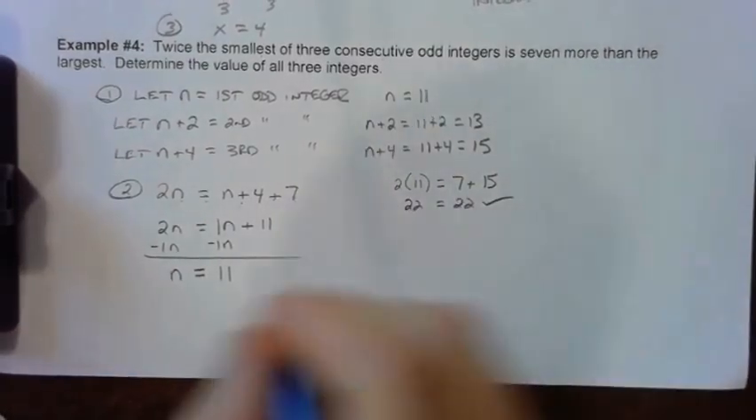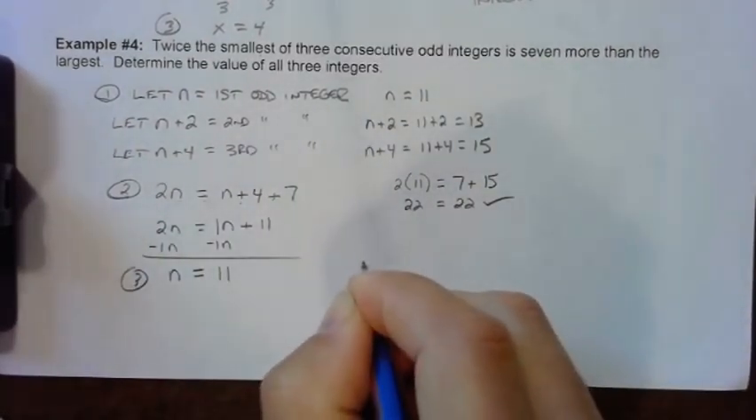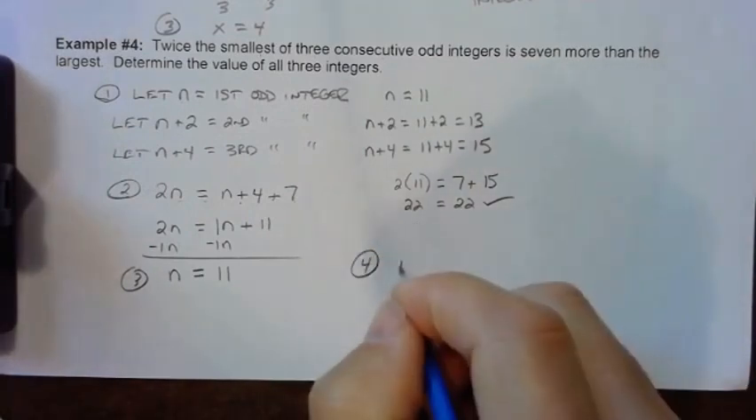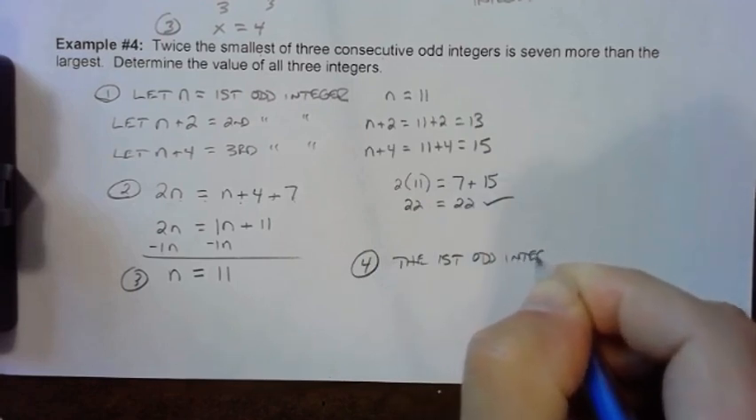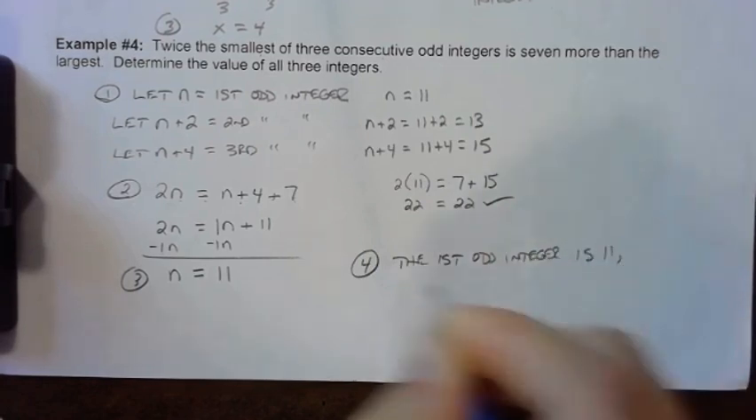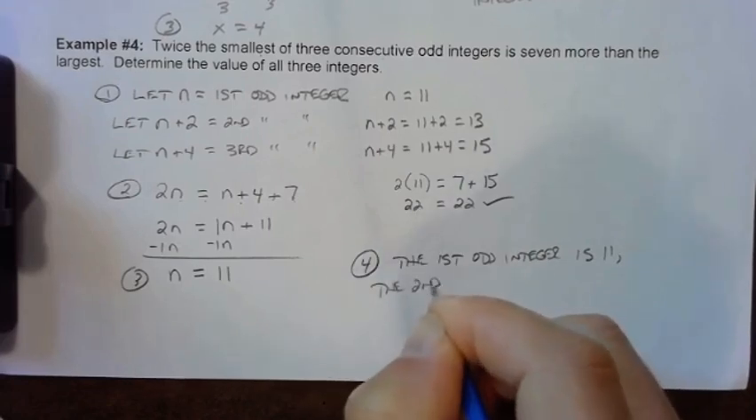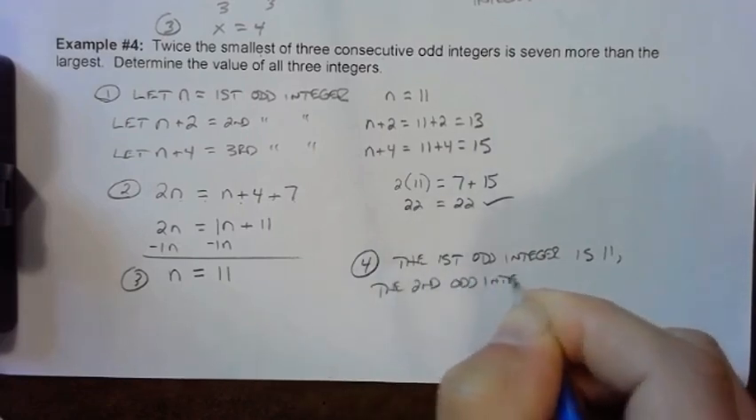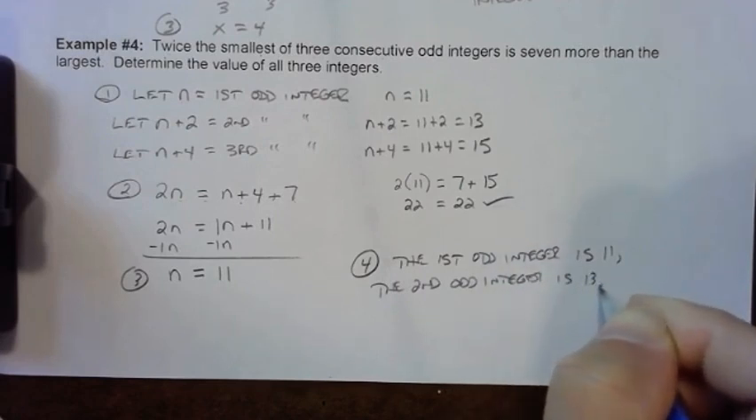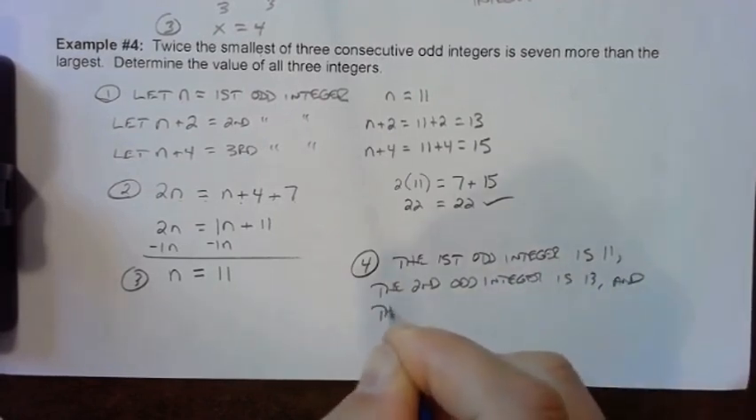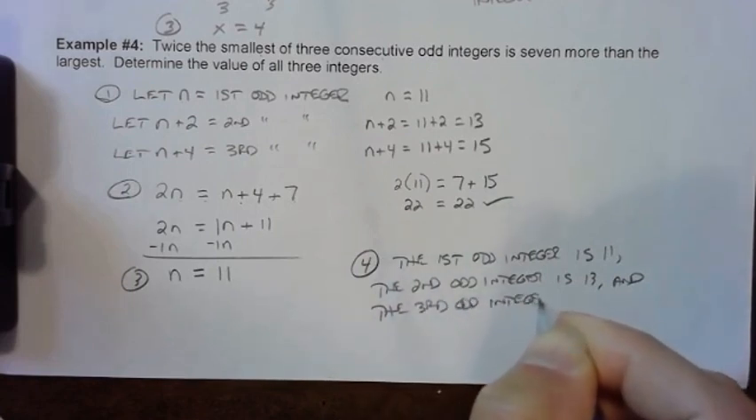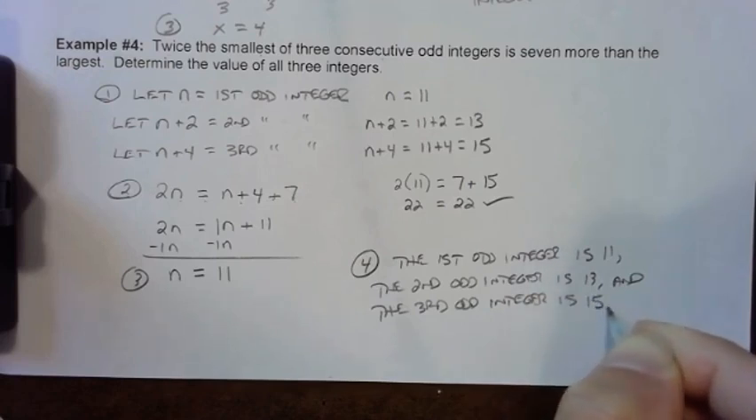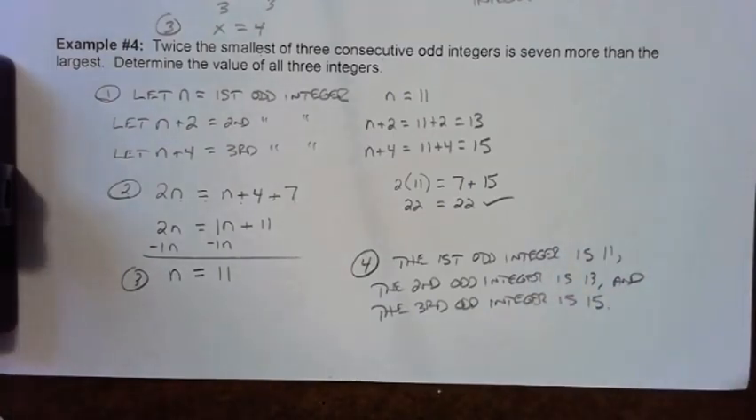So now that was our third step, and our fourth step is our sentence here. The first odd integer is 11. The second odd integer is 13. And the third odd integer must be 15. 11, 13, and 15 are the three odd integers in this problem.